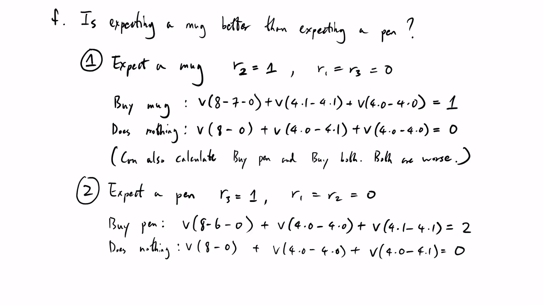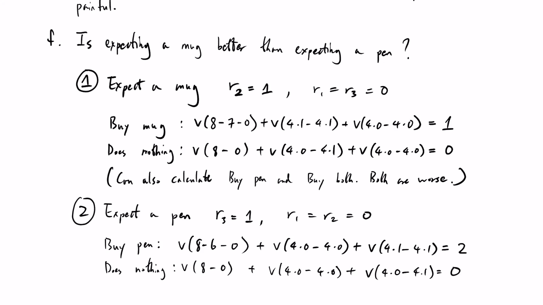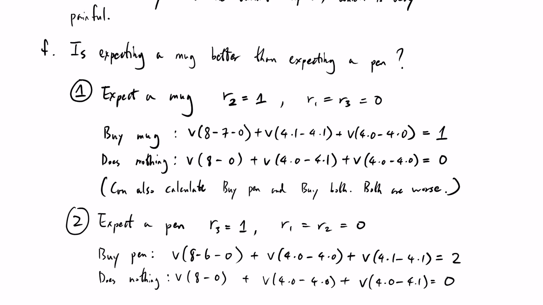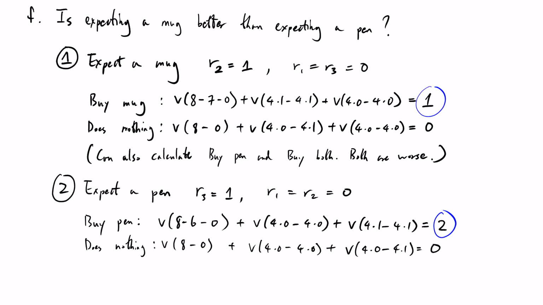Once again, you could calculate buying a mug and buying both in these cases, and they're going to be worse. The key, what the question is asking, is whether it's better off expecting a mug and buying it versus expecting a pen and buying it. And the answer is it's better off expecting a pen and buying it because simply the pen is cheaper.